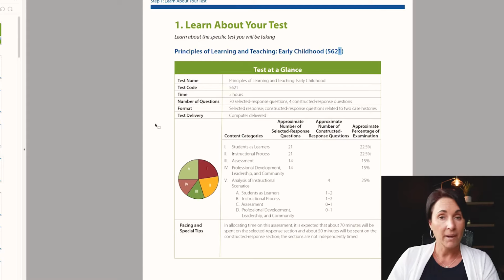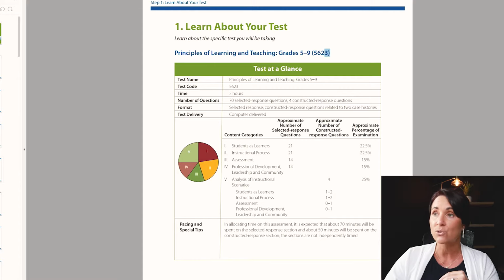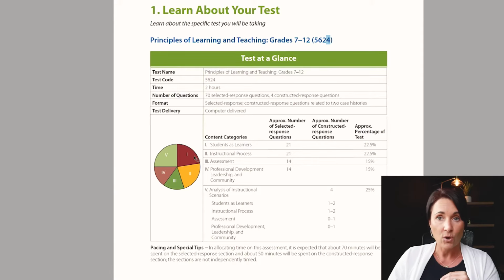Now I've pulled all of them up here on my computer so you can see the different exams and how similar they are and also the differences among the 4. So let's take a look at this one. This is Principles of Learning and Teaching. This is 5621. This one here is 5622. This one here is 5623. And this one here is 5624. Now I want you to take a look at this piece here. It's got the pie chart and the breakdown of the questions.